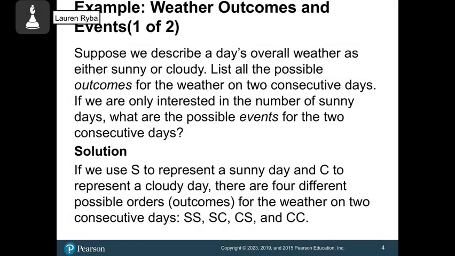Suppose we describe a day's overall weather as either sunny or cloudy. List all the possible outcomes for the weather on 2 consecutive days. If we're only interested in the number of sunny days, what are the possible events for 2 consecutive days?